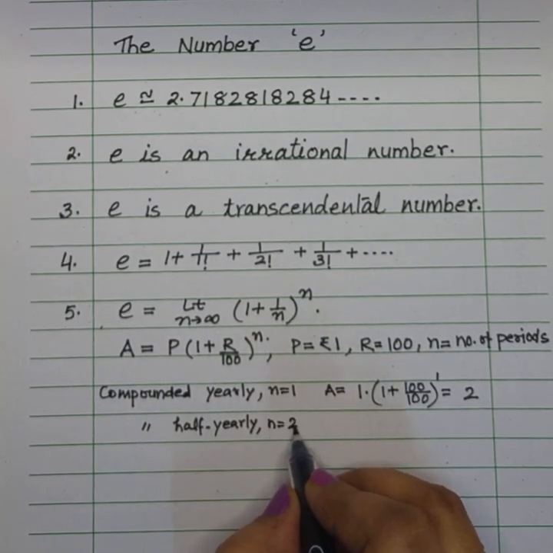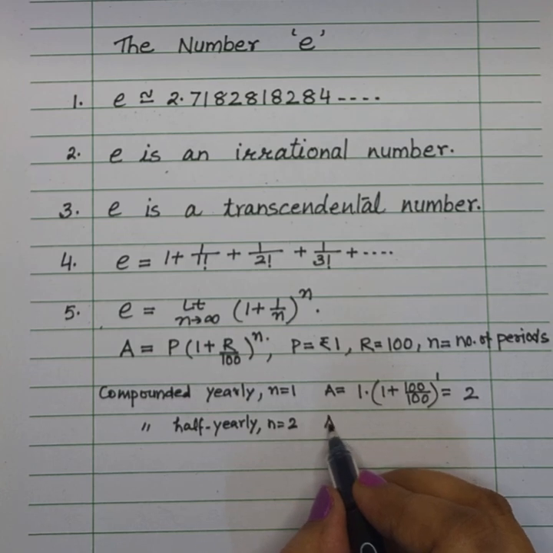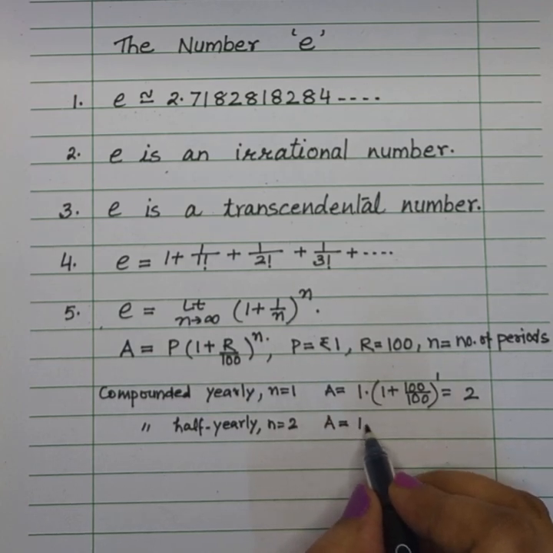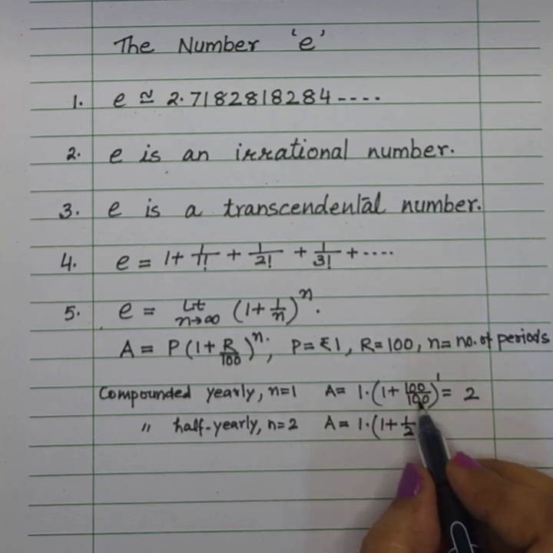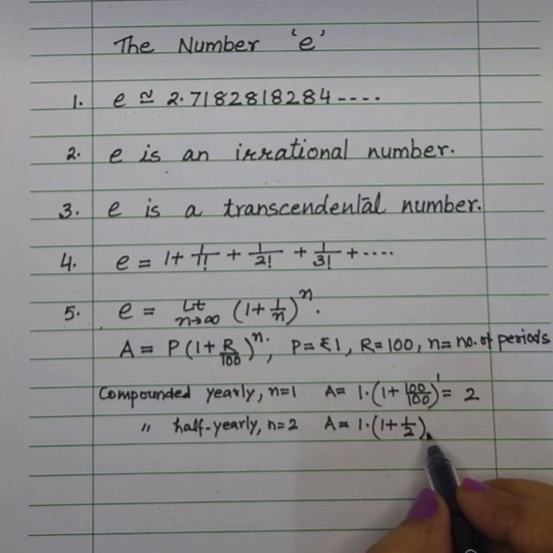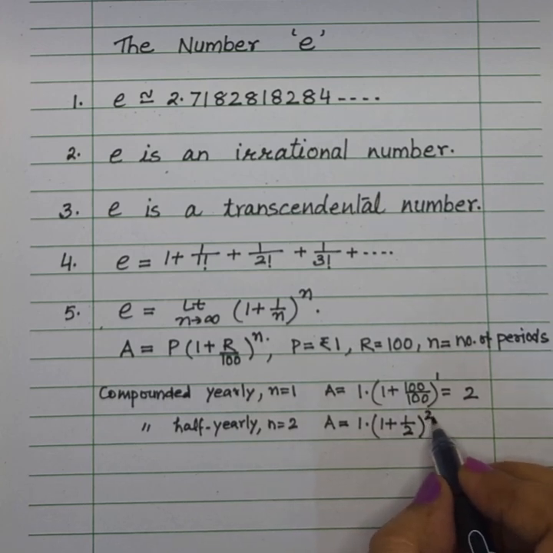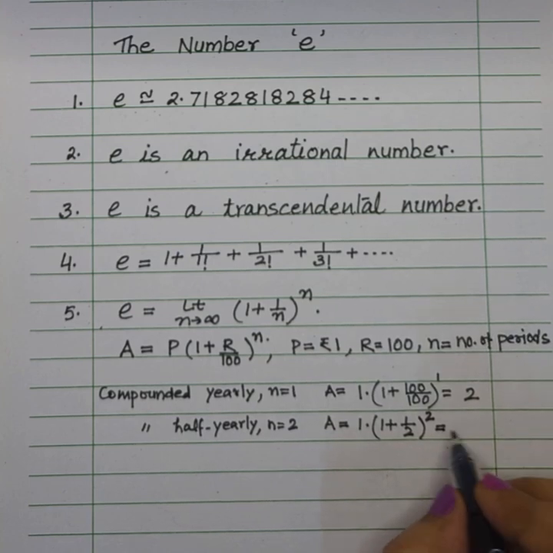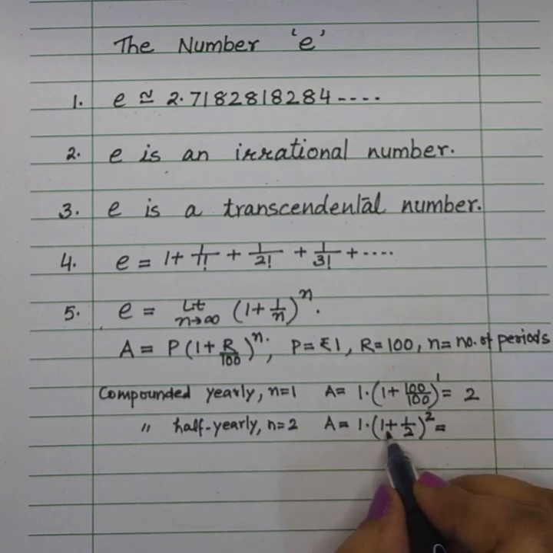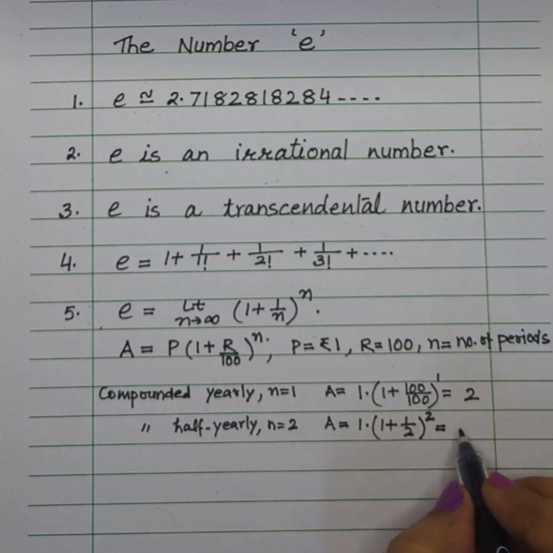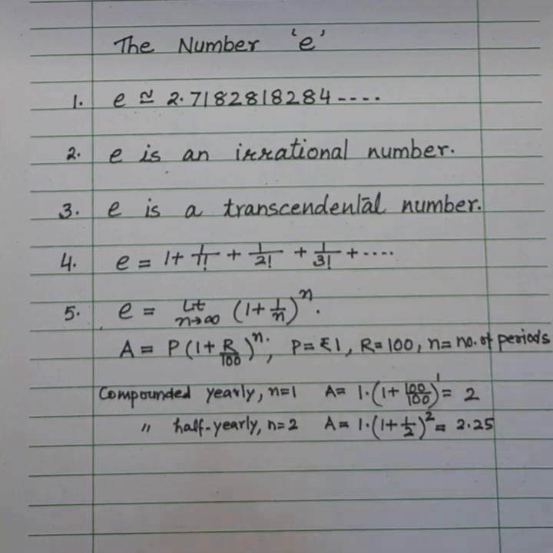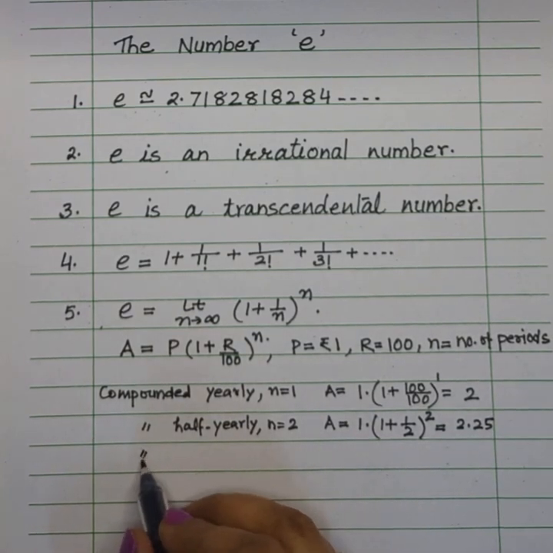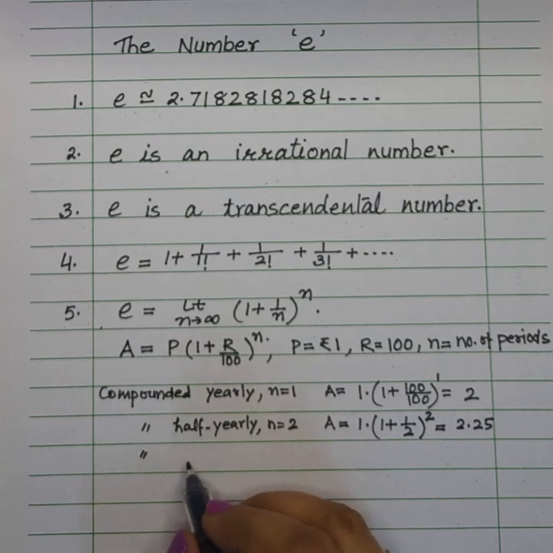If it is compounded half yearly, then n would be equal to 2. In that case, the amount would be equal to 1 times (1 plus 1 by 2), because here it was 1, now it is 1 by 2, that is 50%, and the number of periods is 2. So it is 9 upon 4. This is 1 plus 1 by 2, 3 by 2, 9 upon 4, and 9 upon 4 is 2.25.